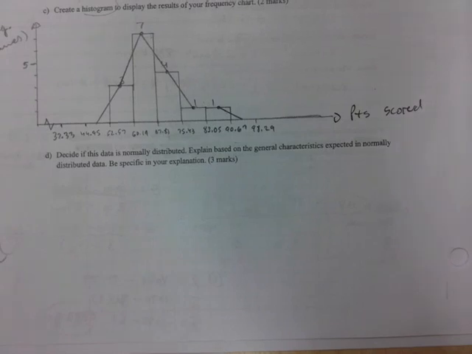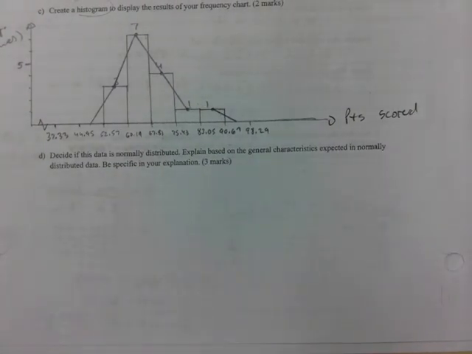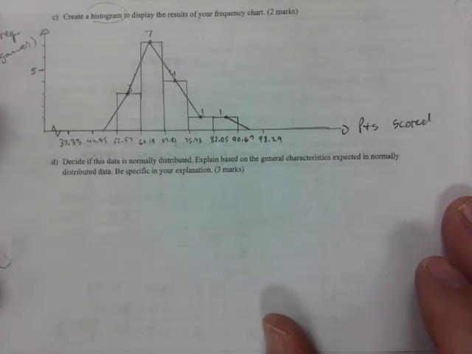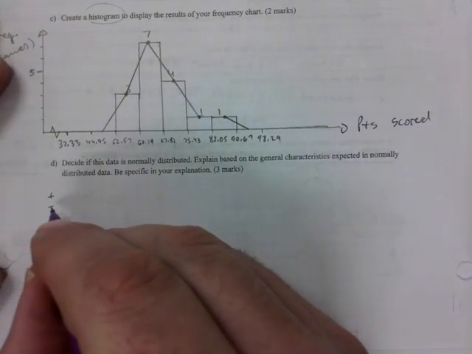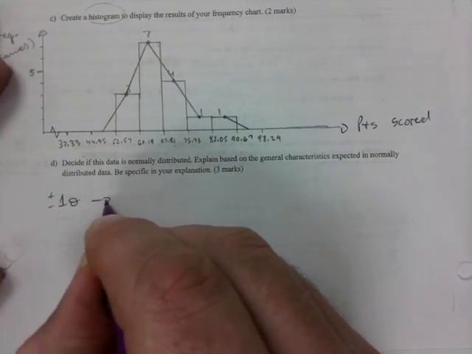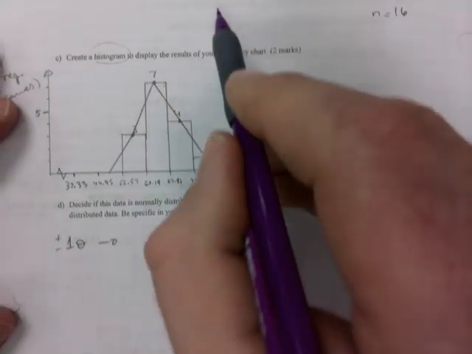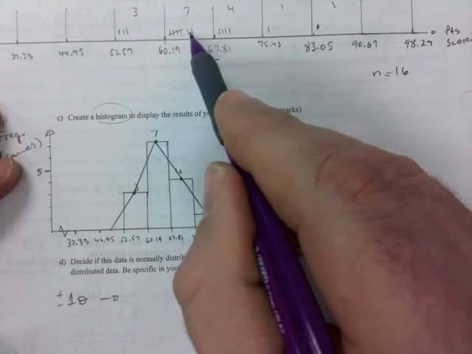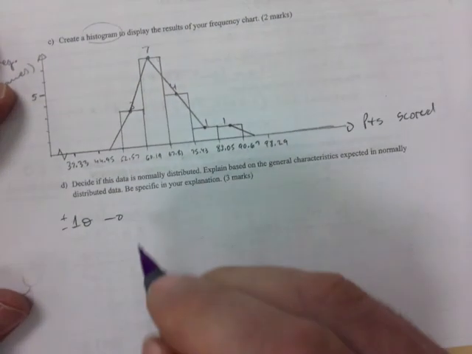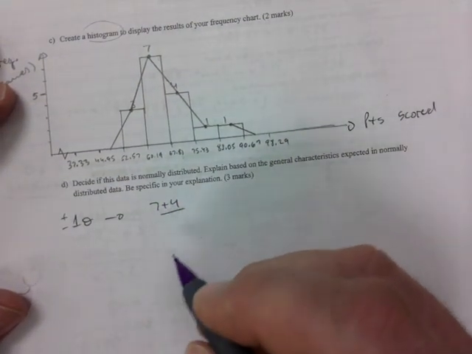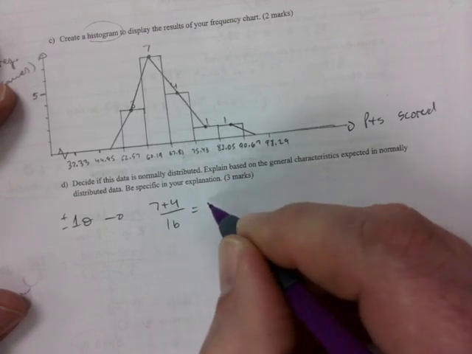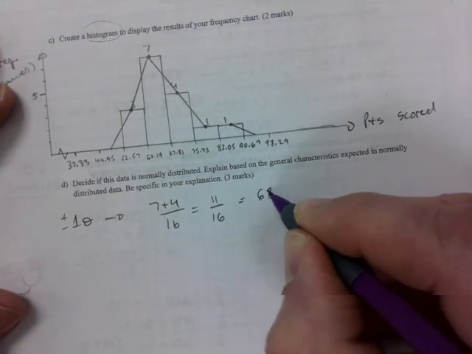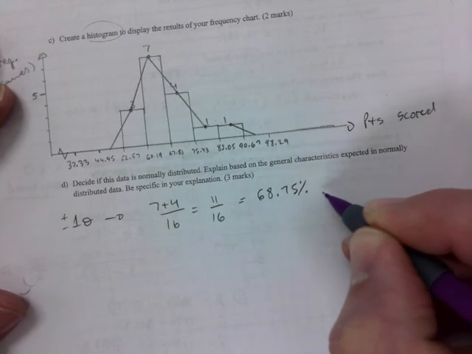Is the data normally distributed? Explain based on general characteristics expected in normally distributed data. Be specific. So we're going to go plus or minus 1 standard deviation. We're going to check. And maybe it's a good idea to just clearly label your mean up here, right? So 7 and 4, 7 plus 4 divided by total of 16, right? So that's 11 over 16, which turns out to be 68.75%. That's very close.